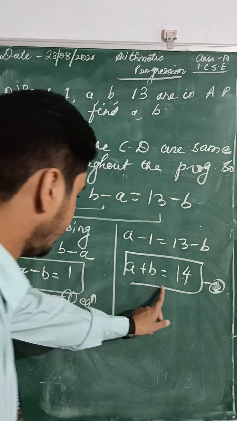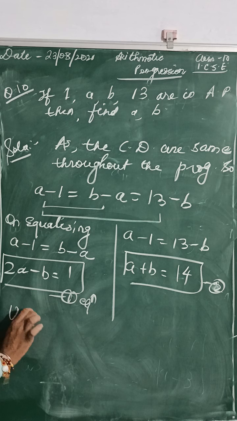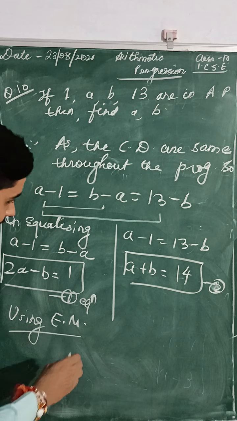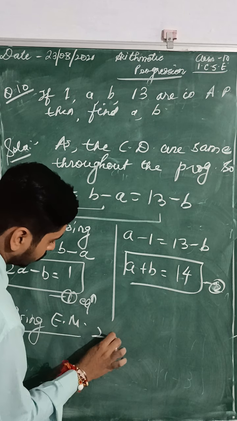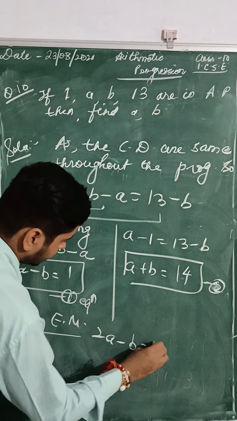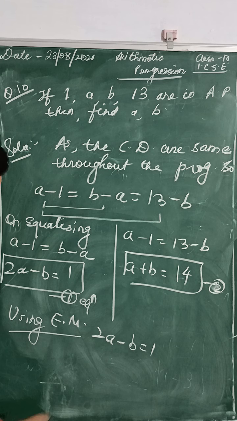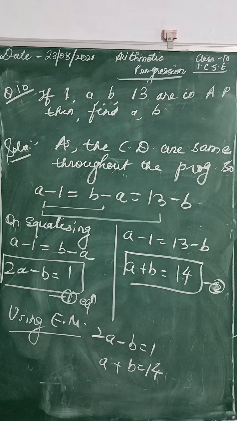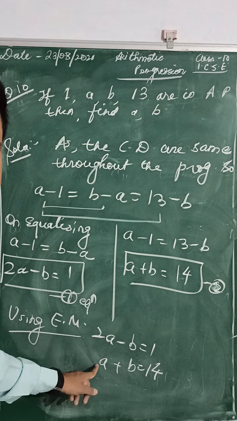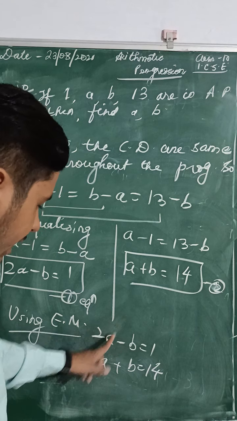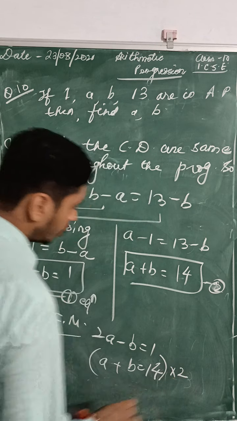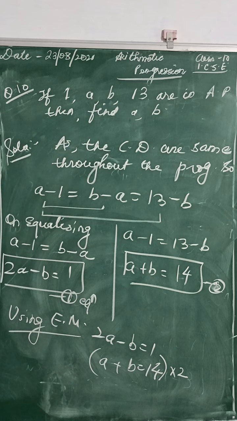Now we have the two equations, using the elimination method. What can we write? 2a minus b equal to 1, and a plus b equal to 14. We need to multiply the second equation by 2 so that a is eliminated. So multiply this with 2. What will we get? Let me write here on the top.